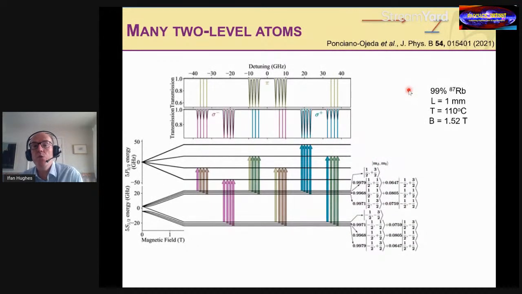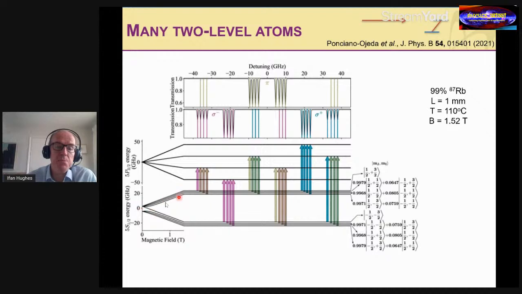So let's show you what happens when we do this in the lab. So it's a rather simple experiment. It's a similar cell to the one I showed you earlier. We actually use a very large magnetic field, 1.5 Tesla. We heat the cell by about 100 degrees in order to get enough atoms. It's a short cell in order to fit inside the magnet. And then what we see is this.